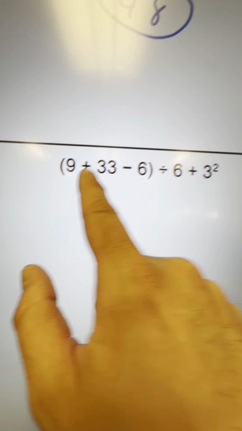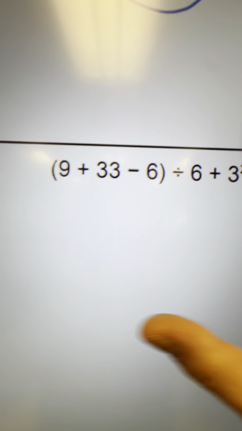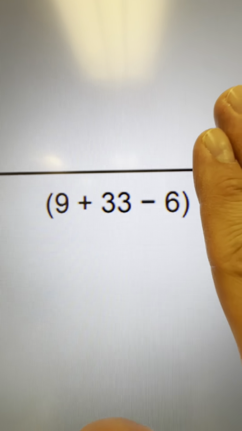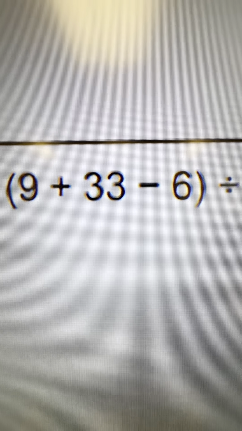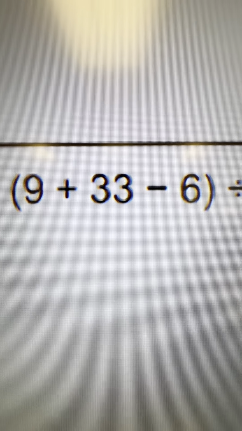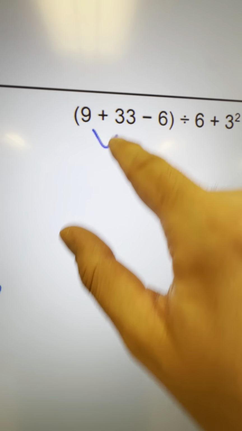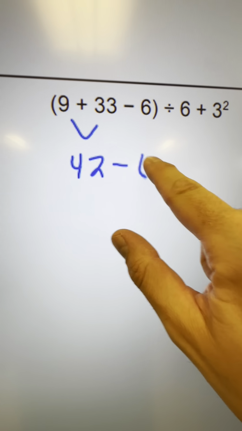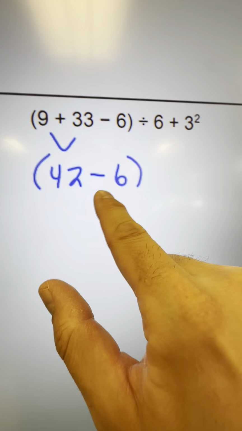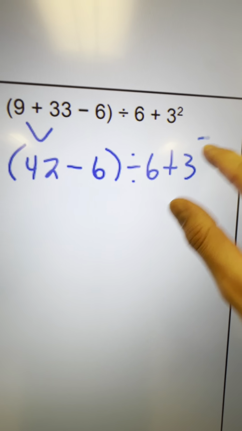So step 1, parentheses, which I do have in this case, means we're going to focus in here. So almost like you're going to ignore this and just focus on this problem right here, which you can see, we only have adding and subtracting. And we always do that from left to right order. So basically, we just got to do add, subtract, left to right order. So I'm going to add these together, and I'm going to get 42 minus 6. That's inside the parentheses. And I copy the rest, divide by 6, plus 3 squared.